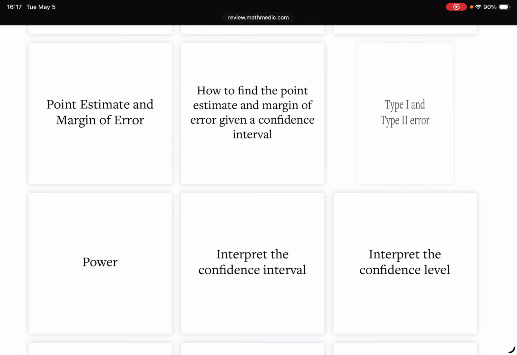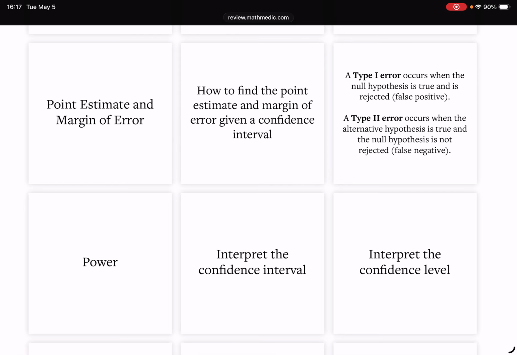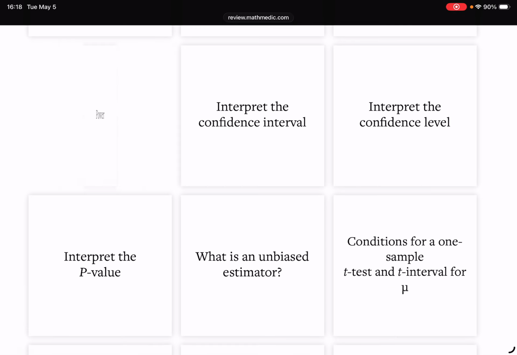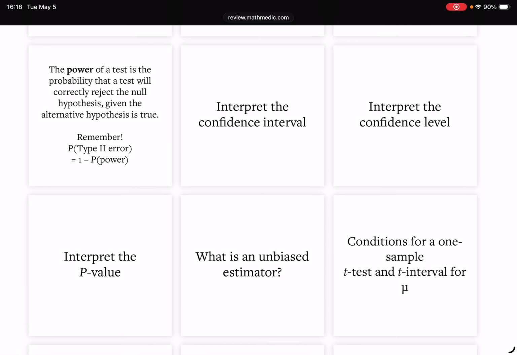Type 1 and type 2 error. Remember, a type 1 error occurs when the null hypothesis is true but is rejected, and a type 2 error occurs when the alternative hypothesis is true and the null hypothesis is not rejected. So false positive, false negative. Power. The power of a test is the probability that a test will correctly reject the null hypothesis given the alternative hypothesis is true. Remember that the probability of a type 2 error is 1 minus the probability of power.